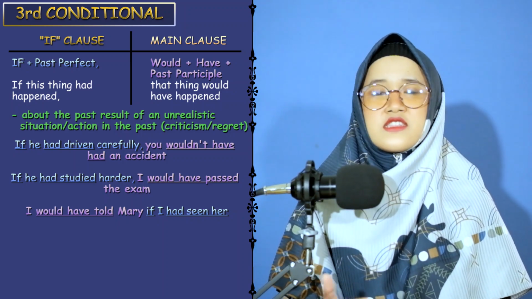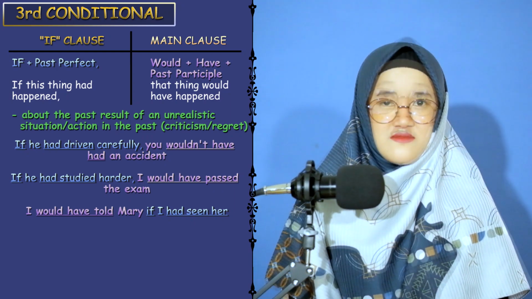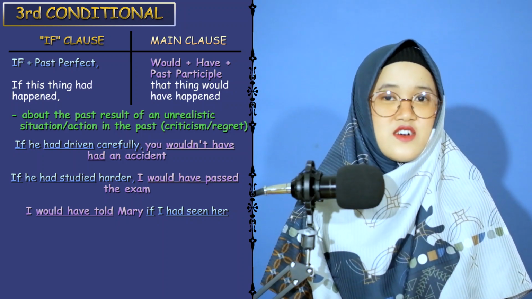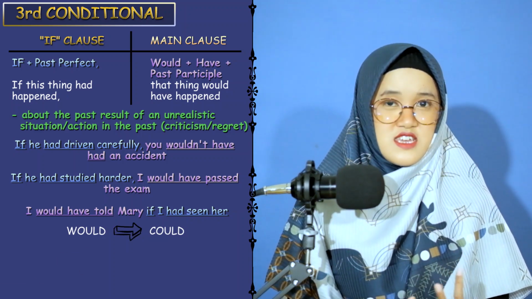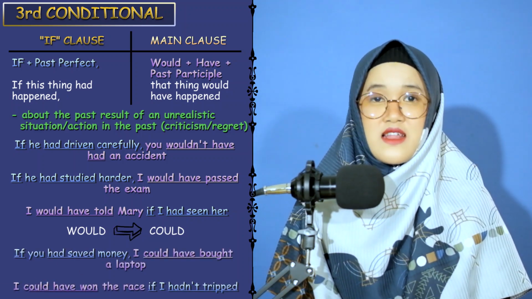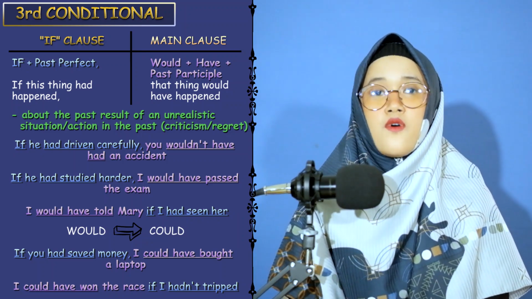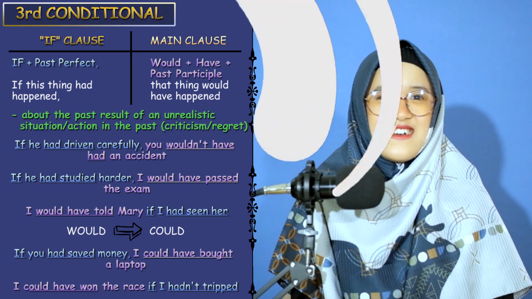If he had studied harder, he would have passed the exam. I would have told Mary if I had seen her. You can replace would with could. If you had saved money, you could have bought a laptop. I could have won the race if I hadn't tripped.